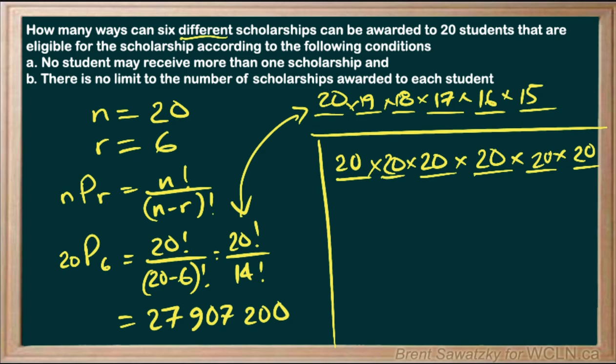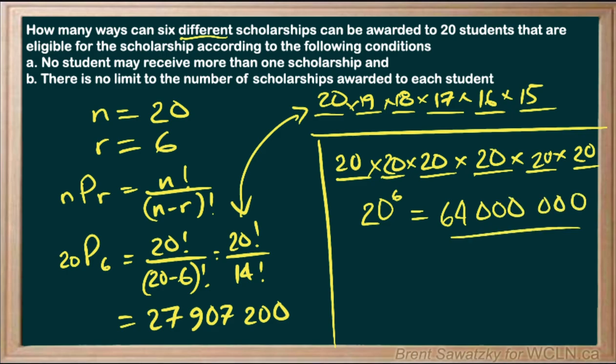So that's the same as 20 times itself 6 times, or 20 to the power of 6. We work that out, and that comes out as 64 million. We expect that scenario to have more options than our part A scenario, and indeed this is true: 64 million versus about 28 million.